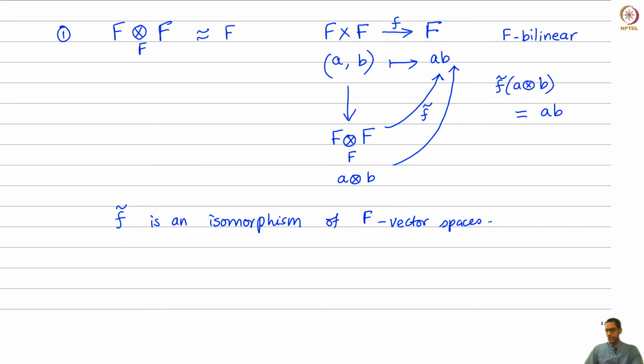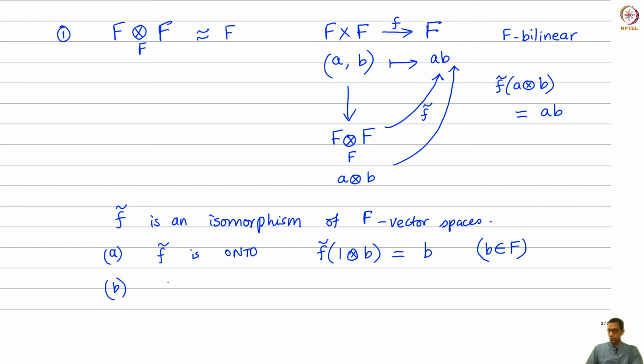It's easy to see that it's onto, so that's the easy part. F tilde is onto because every element of the field can be obtained as the image of this special element. Just look at 1 tensor b, whose image is just b. So I can let b run over all possible elements of F, and the image of the element 1 tensor b is exactly b.